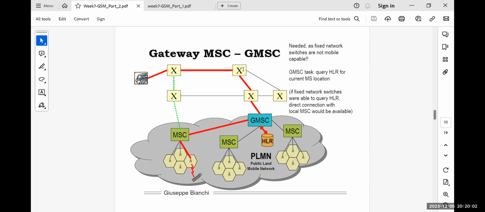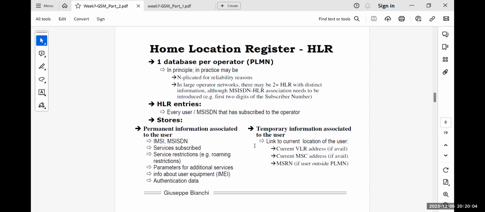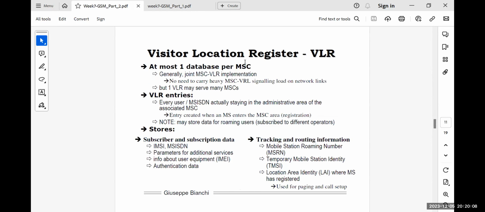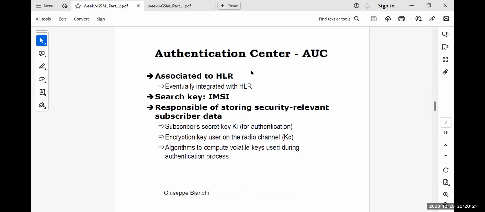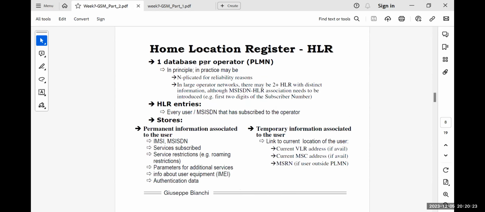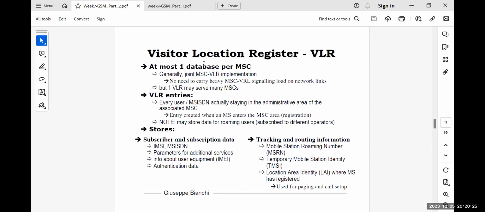Okay, this is the visitor location register that I was talking about earlier during the HLR. In the VLR, that is the visitor location register, there is at most one database per MSC. So keep this in your mind: the HLR is the one database per mobile network, whereas the VLR is the one database per MSC, right?